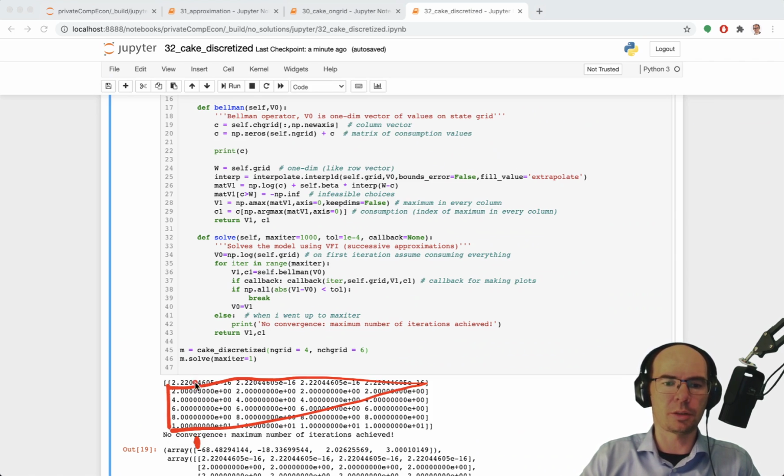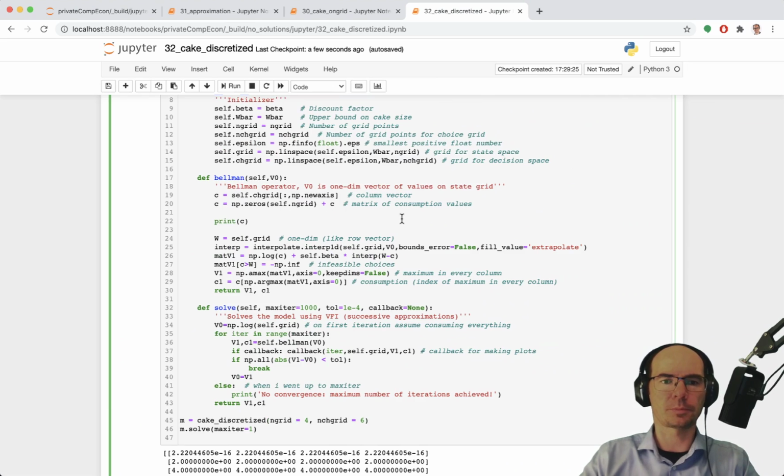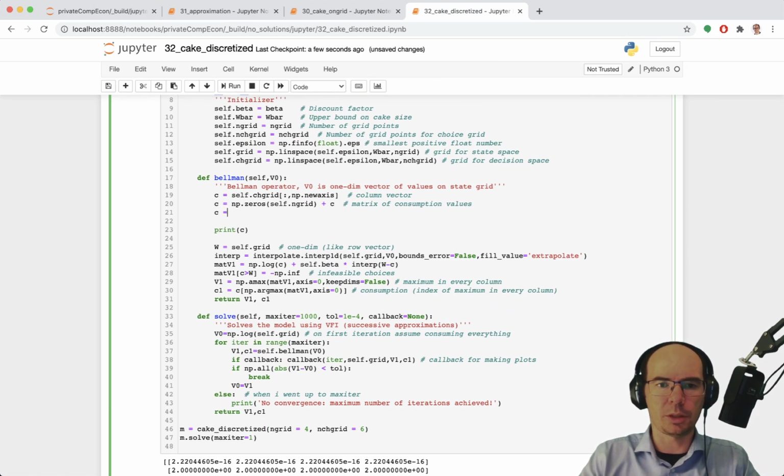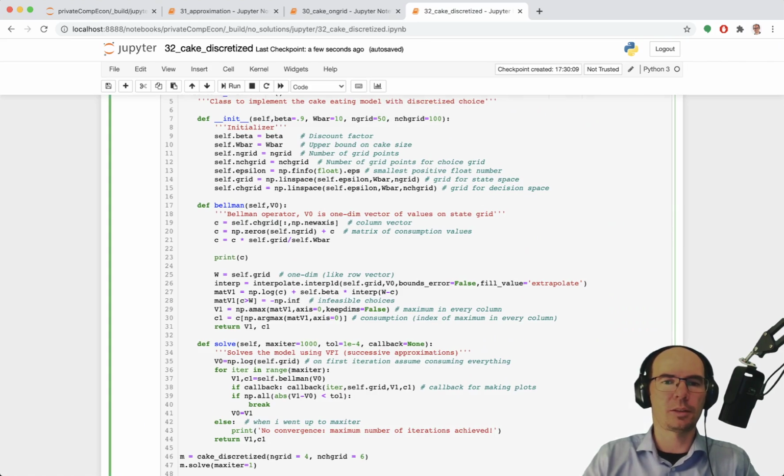So what if we multiply this whole column by the fraction that the size of the cake has in the maximum amount of cake? So essentially I want to multiply this by 1, okay? And this I want to multiply by something really small. Let's try to do that. I want to multiply C column by column. Let me think how to do that. Well, we're just going to multiply, not like matrix multiplication, but multiplication with broadcasting, and then it will be element by element. So self grid divided by self max W, W max, W bar. Okay, let's see what we have now.